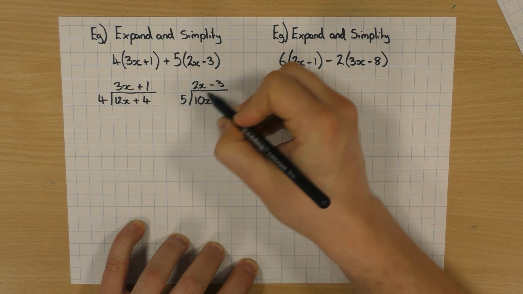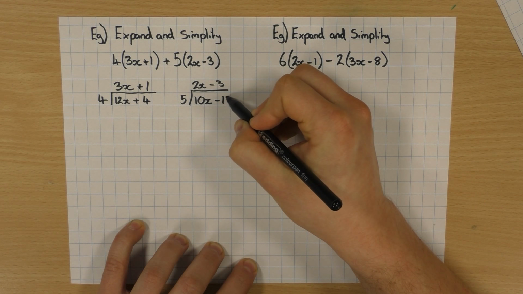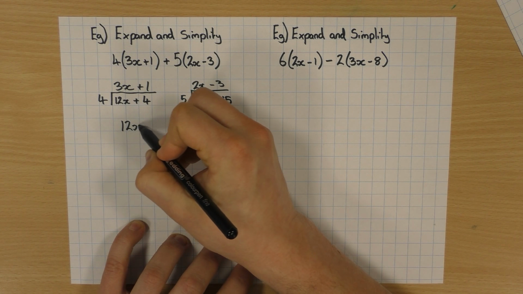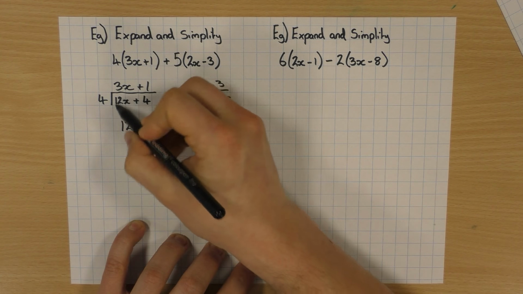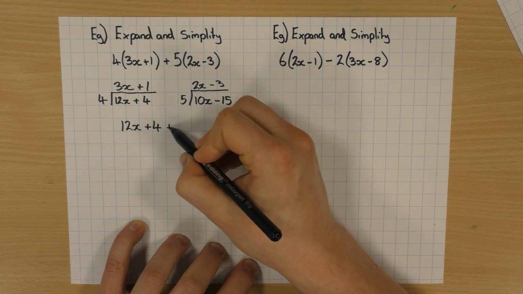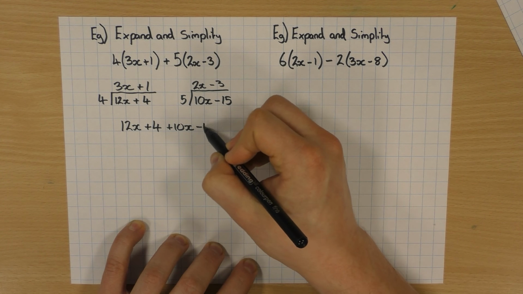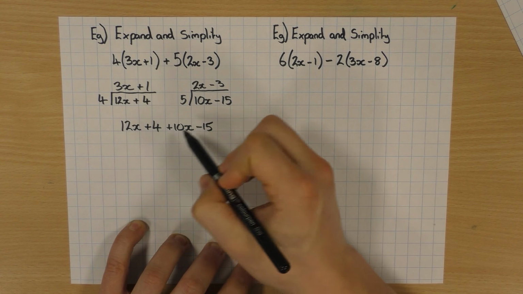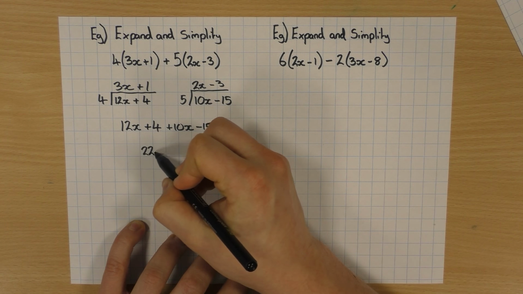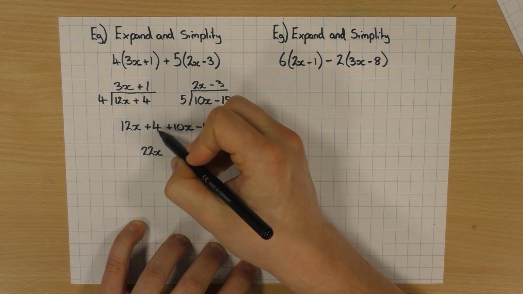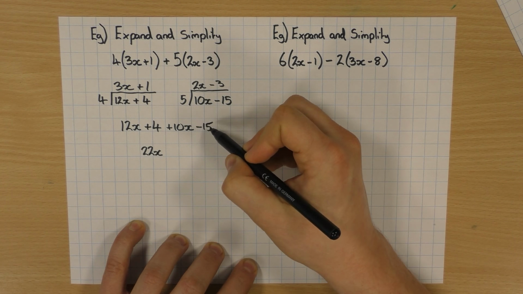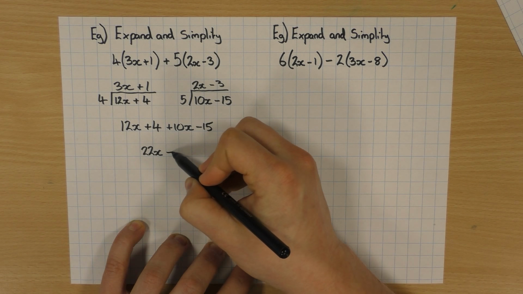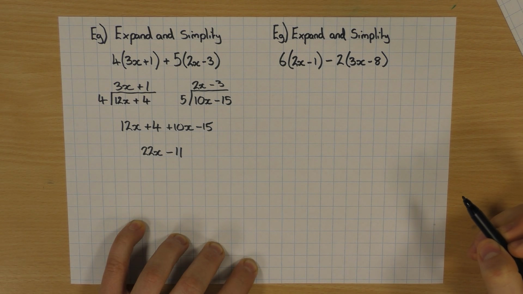Next one, 5 times 2x is 10x. 5 times minus 3 is minus 15. Again, you can write that out. So 12x plus 4 is the first one. And then this one here, plus 10x minus 15. We now need to simplify it. So 12x plus 10x is 22x. And then 4 minus 15, or you could do minus 15 plus 4, whichever way around you want to consider it. Either way, you get to minus 11.